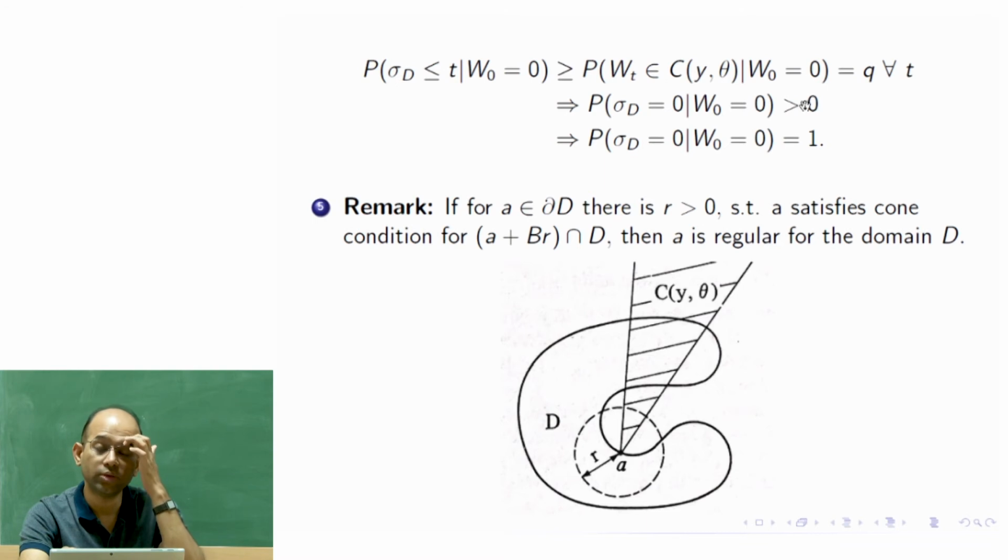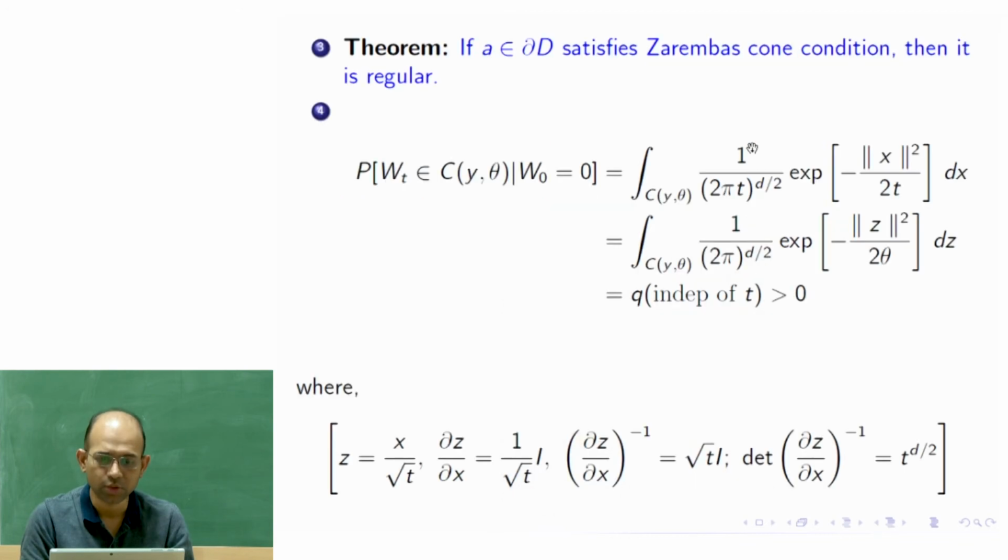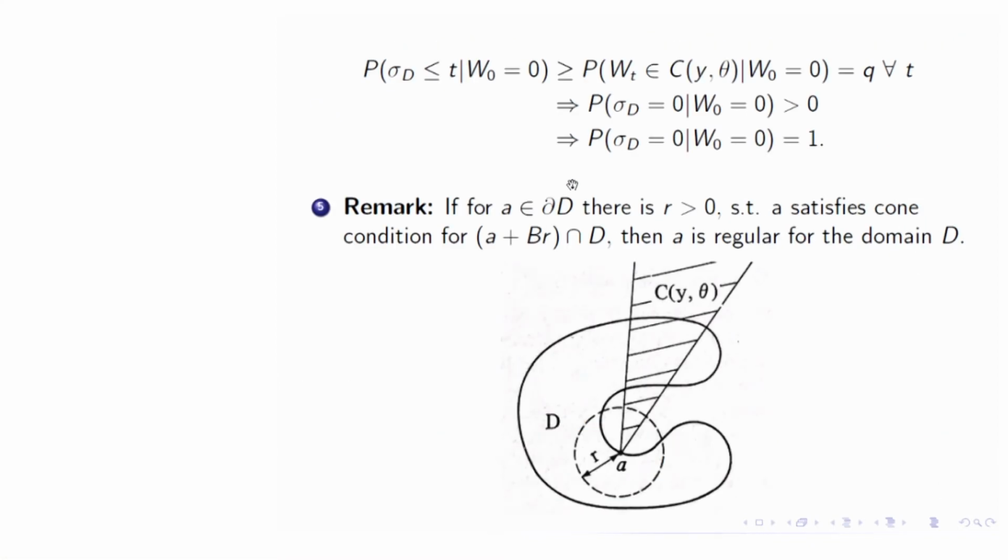Here we can again apply Blumenthal's 0-1 law to assert that this would be exactly equal to 1. What does it mean? Here we started with 0, the point we started with. In this particular case, without loss of generality, we have considered a to be 0. So here 0 is the regular point.